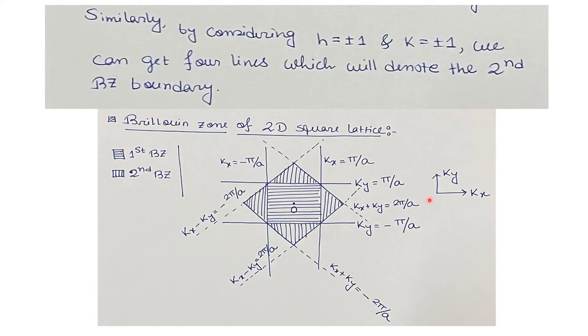So then we will get these 4 lines: Kx minus Ky equals minus 2 pi by a, Kx minus Ky equals 2 pi by a, Kx plus Ky equals minus 2 pi by a, and Kx plus Ky equals 2 pi by a. These 4 lines will basically construct the second Brillouin zone boundaries in the Kx Ky plane.